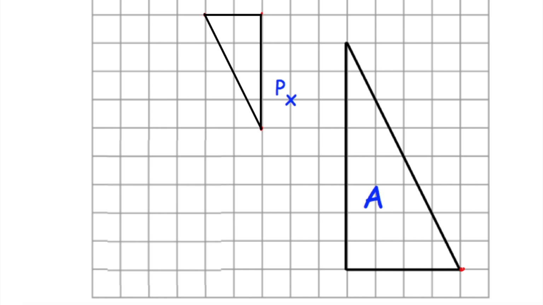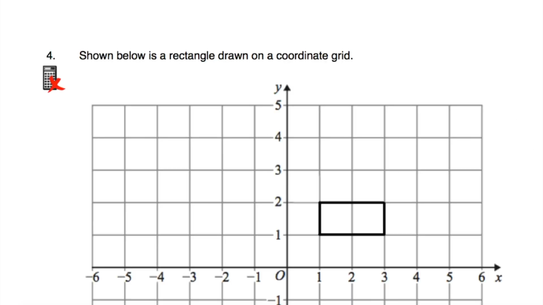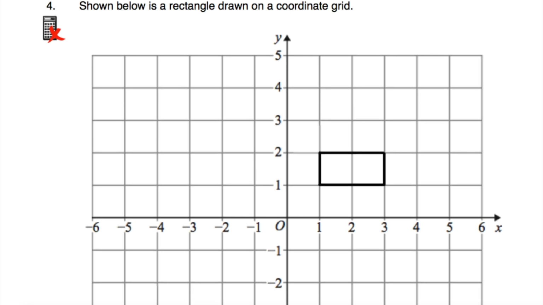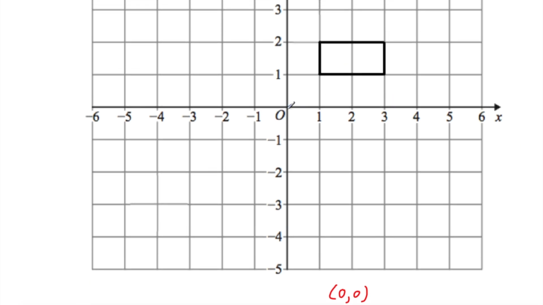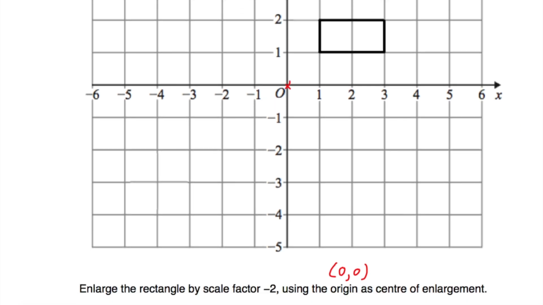Okay, let's have a look at our next question, question number 4. So question number 4, we've got this grid and we've got this rectangle, and the question says, enlarge this rectangle by scale factor -2 using the origin. So the origin, remember, is 0, 0 as the center of enlargement. So we want to enlarge this rectangle using the origin as center of enlargement, and the scale factor is -2.